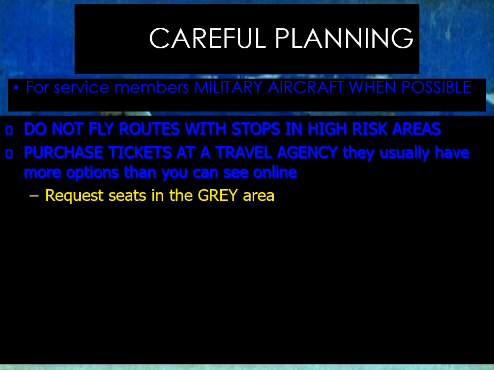Request seats in the gray area. All right. So the gray area, that's the inner aisles of the plane. We'll talk about that some more, but that's where you want to be. And that's the area that's going to make it more difficult for somebody to use you as an example.